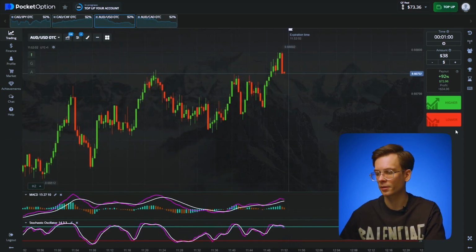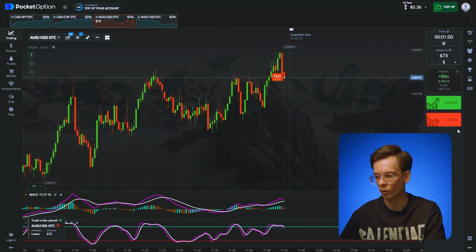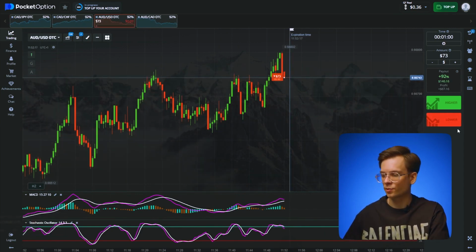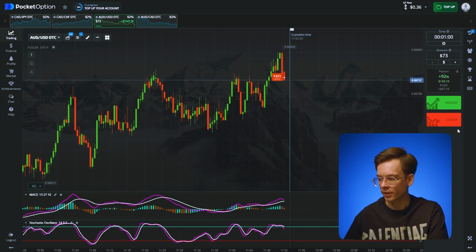Now it's the Australian and the American dollar's turn. I'm bumping up the investment and going for the fall. The asset hit its peak and started to reverse its trend. Stochastic indicators are also sharply declining, signaling a continuation of the downward trend.